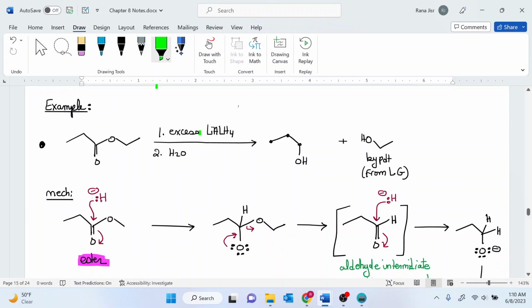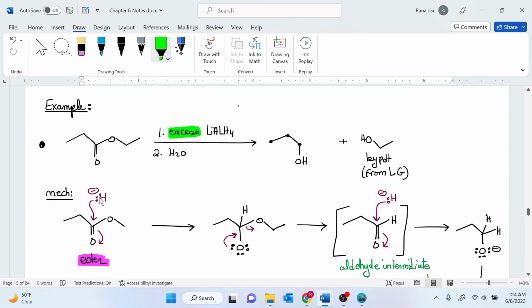You might see the word excess in there. Sometimes we don't mention it. Excess is not a must for the lithium aluminum hydride to react more than once, because by definition, lithium aluminum hydride is very reactive. It's going to keep reacting as long as there is a carbonyl in the solution. If there is a carbonyl, it's going to keep reacting once, twice, three times until it gets rid of all the carbonyls. Once it gets rid of all the carbonyls, then you are going to protonate.